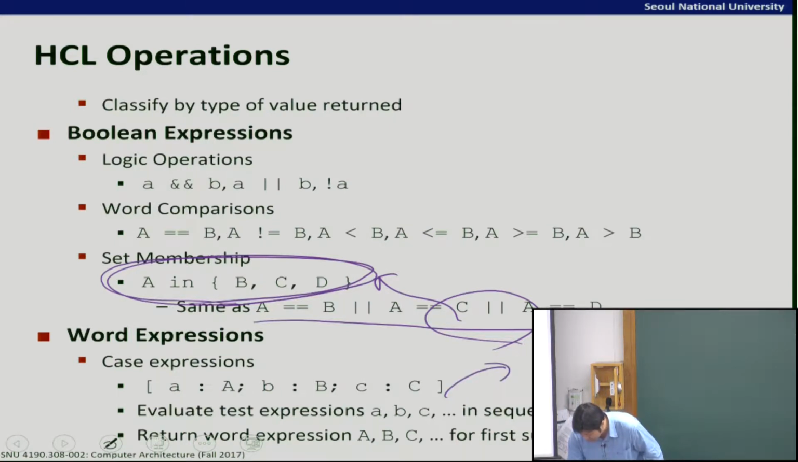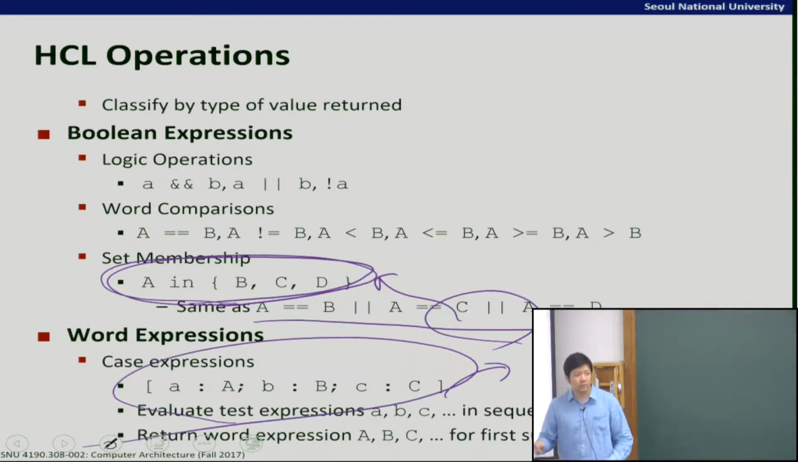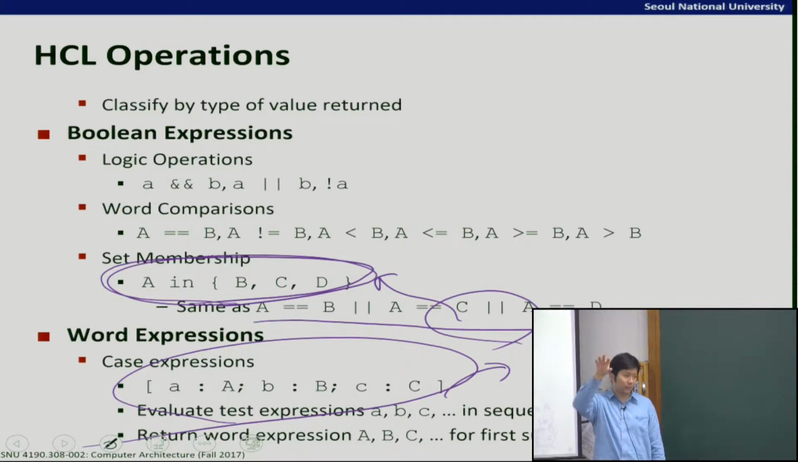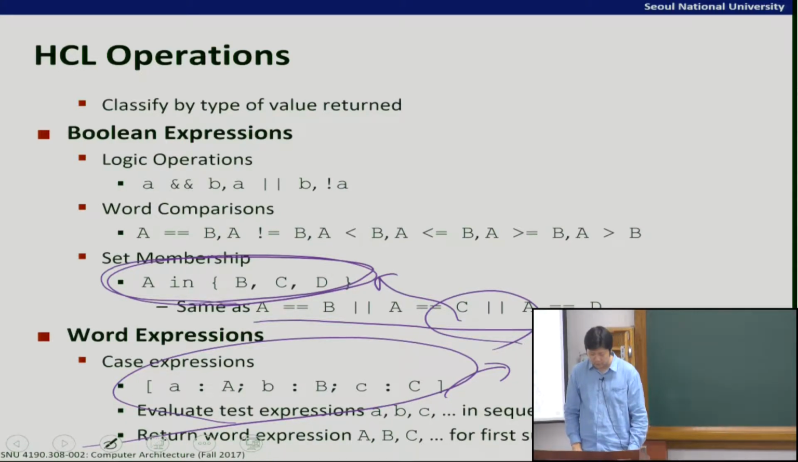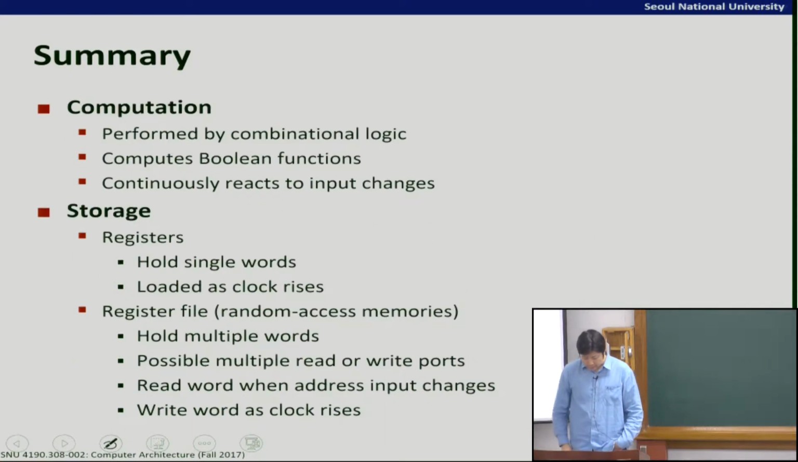If small a is true, then return large A. Else, if small b is true, then return large B. And else, if the third condition is true, then return C, and so on. Okay, that's how you interpret this expression. So it's kind of an if chain, right? You start with: if the first condition is true, then the output will be the corresponding expression. If the second one is true, then the output will be the second corresponding expression, and so on. Okay, so that's pretty much it.